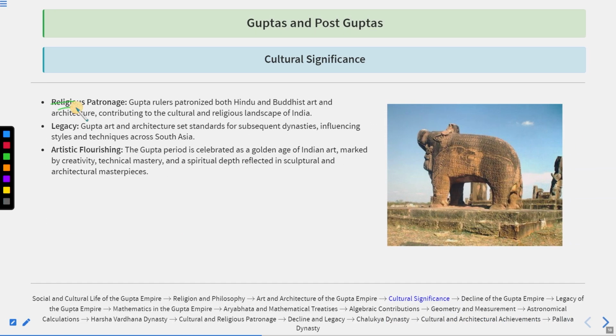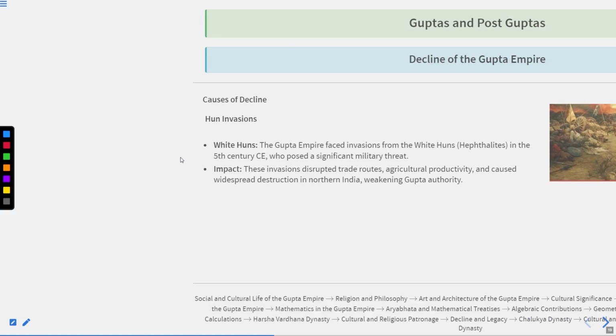Thereafter, if we talk about the cultural significance, first one was the religious patronage. Gupta rulers patronized both Hindu and Buddhist art and architecture, contributing to the cultural and religious landscape of India. Legacy: Gupta art and architecture set standards for the subsequent dynasties, influencing styles and techniques across South Asia. If we talk about the artistic flourishing, the Gupta period is celebrated as a golden age of Indian art that we had already discussed, marked by creativity, technical mastery, and the spiritual depth reflected in the sculpture and architectural masterpieces.